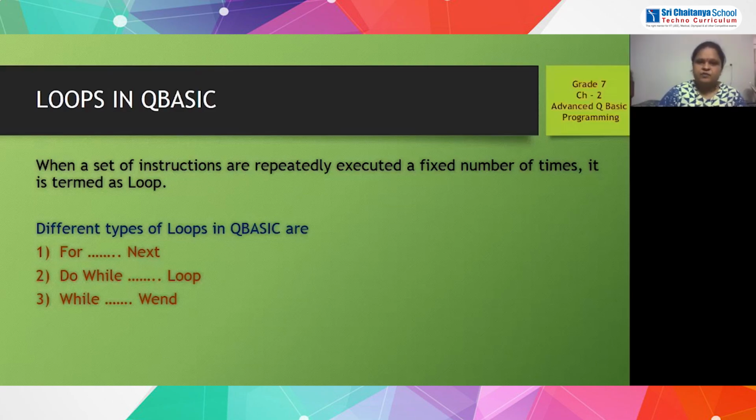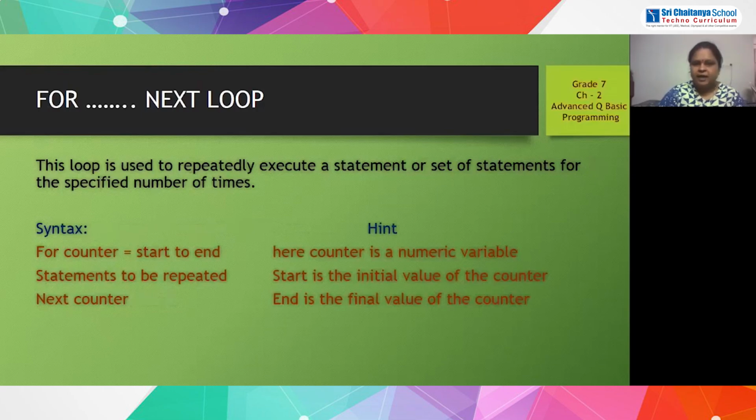Now the first one is the FOR, NEXT loop. This loop is used to repeatedly execute a statement or a set of statements for the specified number of times. See what they are telling here. Either it may be one statement or it may be a set of statements. Those will be repeated a certain number of times. How will we write this? I will show you the syntax of the FOR NEXT loop.